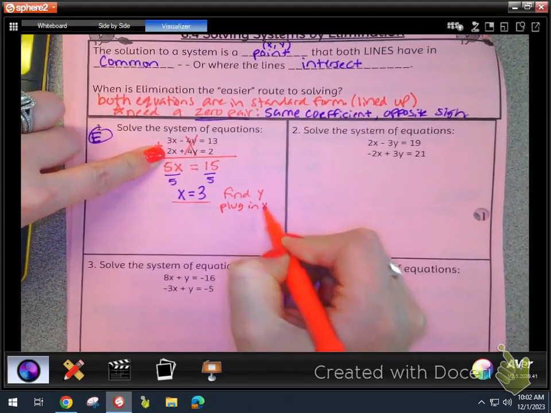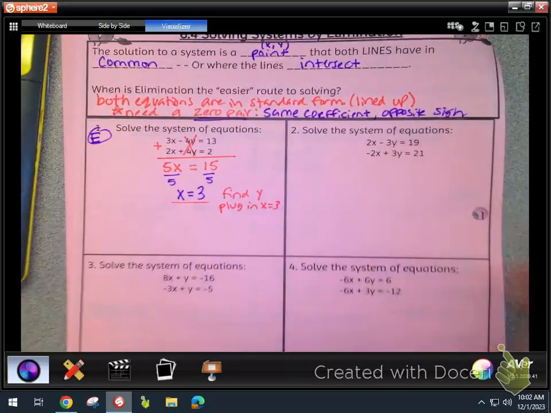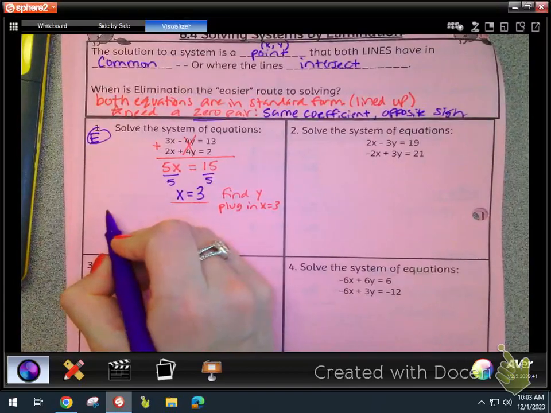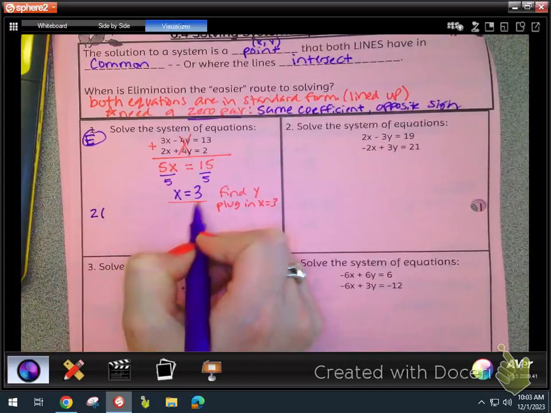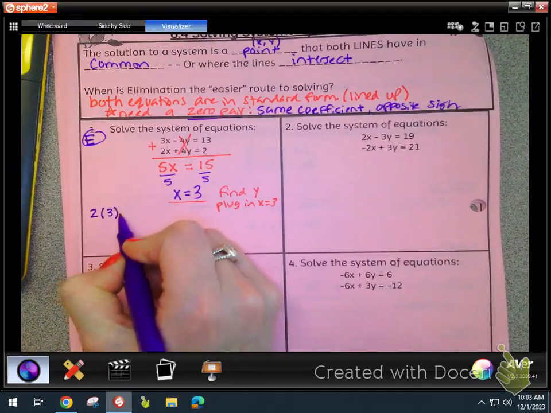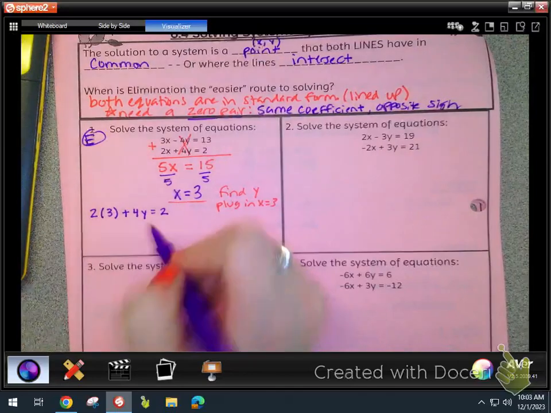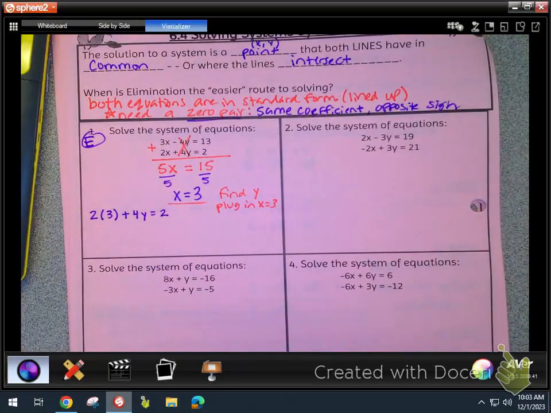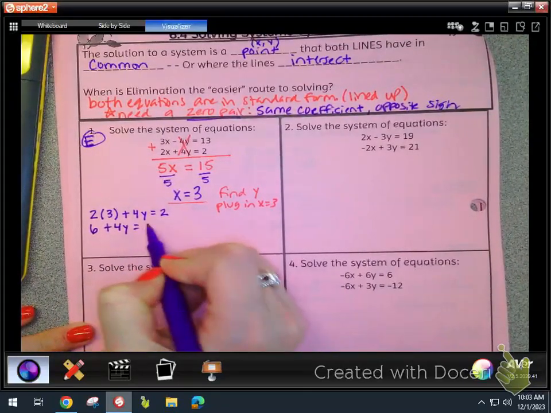So plug in x equals 3. And y'all want to go in the bottom equation? I agree. I would do that because there's not negatives in there. So we're going to write the bottom equation. It says 2x, but what do I know x is now? 3 plus 4y equals 2. And now I just have to solve this equation. Now, it takes a few steps because it's in standard form. But I can multiply 2 times 3. That would be 6. 6 plus 4y equals 2.